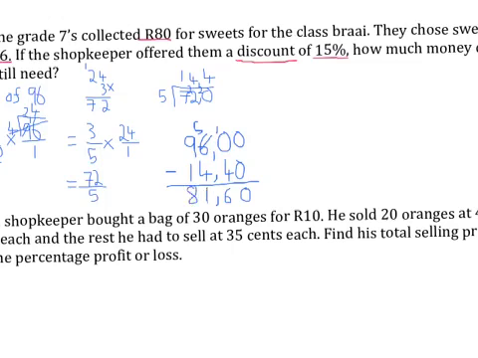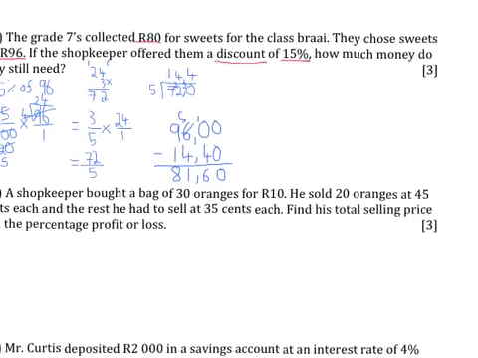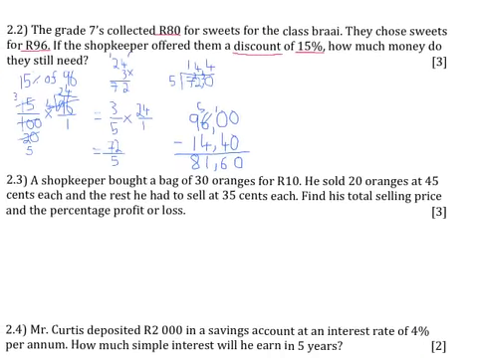So with the discount of 15%, the sweets are going to cost 81 Rand 60, but I have 80 Rand, and I don't even really need to do any working. That must mean, according to the question, which was how much money do they still need, they're still going to need 1 Rand 60 to be able to pay for the sweets. So your final answer you just write is 1 Rand 60, and that's 3 hard fought 4 marks.